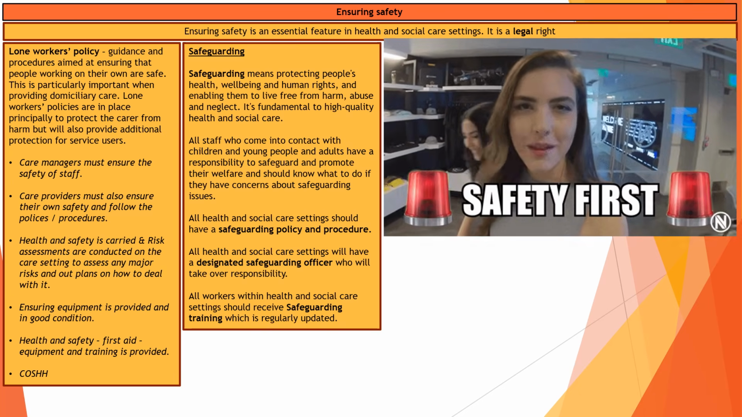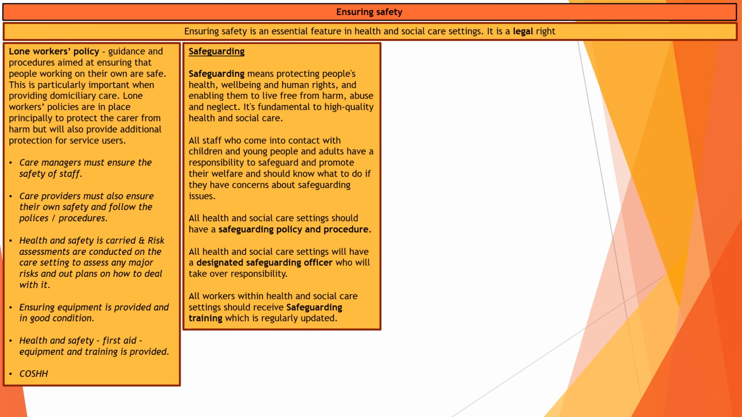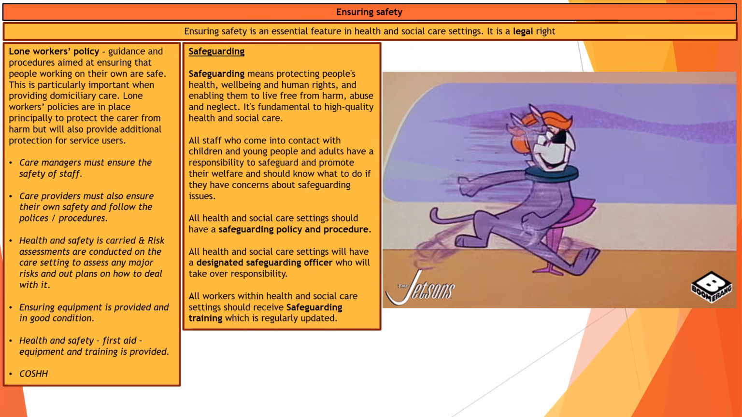Safeguarding is another really important part of protecting people, ensuring safety. So this is about identifying potential risks, looking at whether people are experiencing harm, abuse, neglect, and essentially having a safeguarding policy in place in which you are protecting the people you're working for.